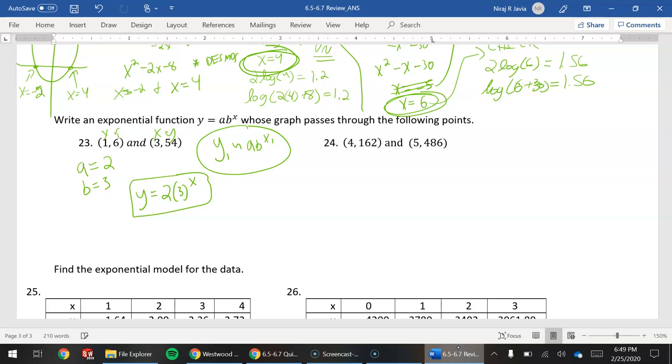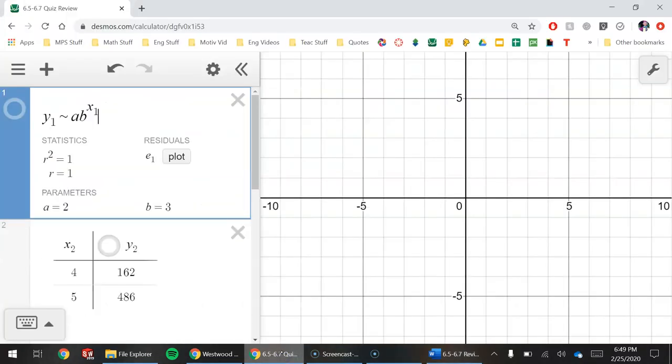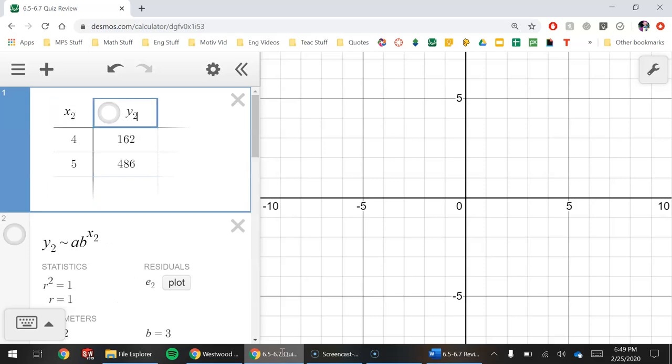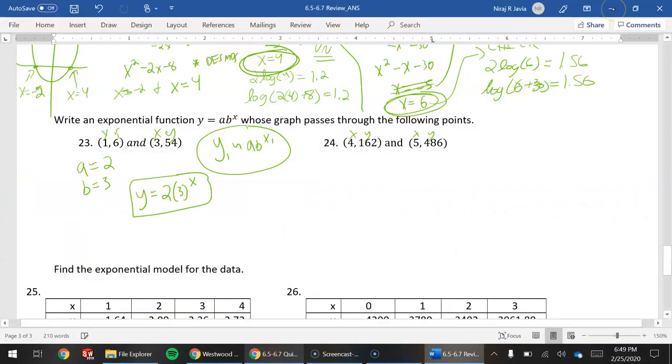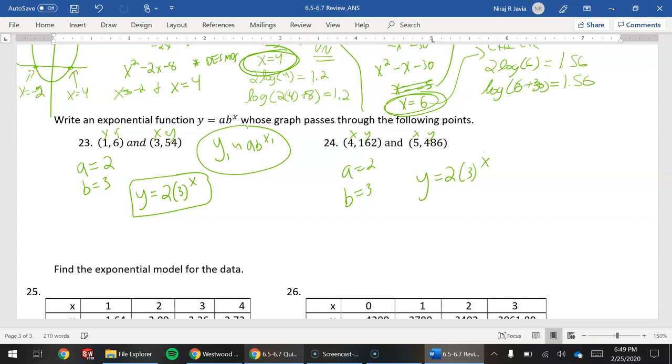Now 24, if I continue down Desmos, will be y2 and x2, because that's the second pair of values I'm going to put into a table. So when you look at my Desmos, that is x2, y2, which is 4, 16, 6, 62, 54, 486. Because it's x2 and y2, you just have to be very careful that when you put in the actual equation, it's y2 and x2 as well. That's the only thing that changes. The formula looks exactly the same, and you still look for a and b. So it looks like our a is again 2 and our b is again 3. That means if I plug it in, y is equal to 2 times 3 to the x.